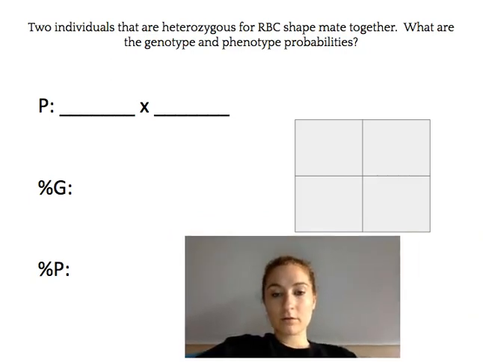So another example, this is for codominance. So two individuals that are heterozygous for red blood cell shape mate together. What are the genotypes and phenotypes for the example?